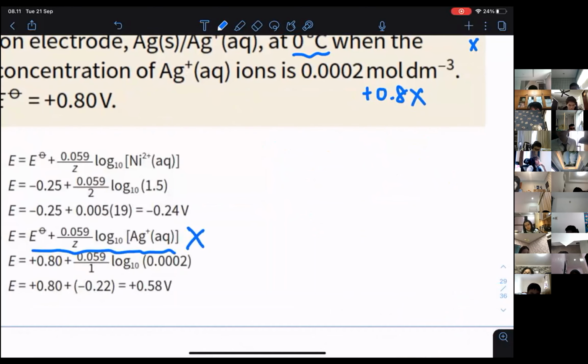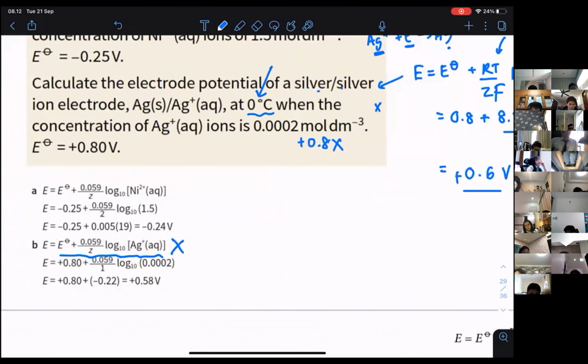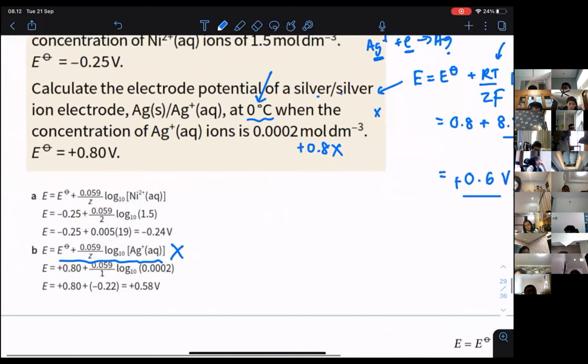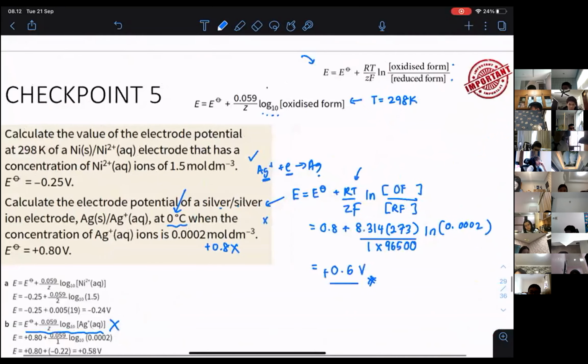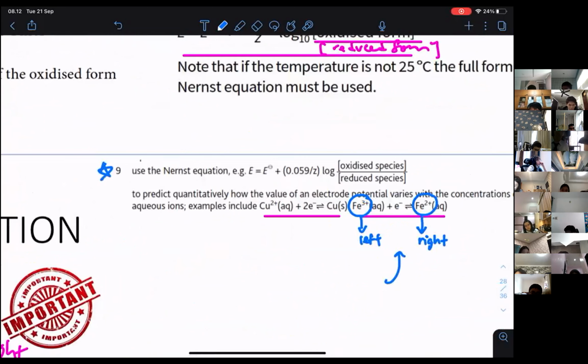You need to use the full formula if it is going to be non-298 Kelvin. You need to use the full formula, even though the full formula is not mentioned in your syllabus. The syllabus actually mentioned about this, but again, they say for example only. So this is also the Nernst equation.